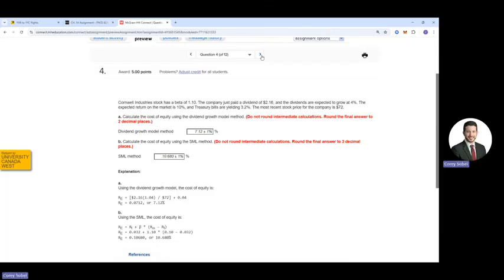And we talked about some pros and cons of using each model. So it's good to know the advantages and disadvantages of each model if we had to pick one, right? So you can review that slide. But they give us enough information to calculate it here using both ways, right? Let's look at the dividend growth model way first.